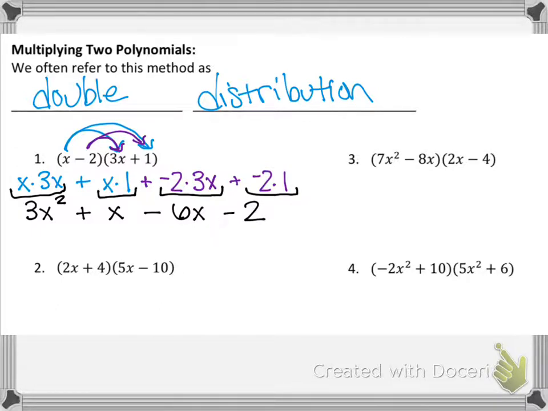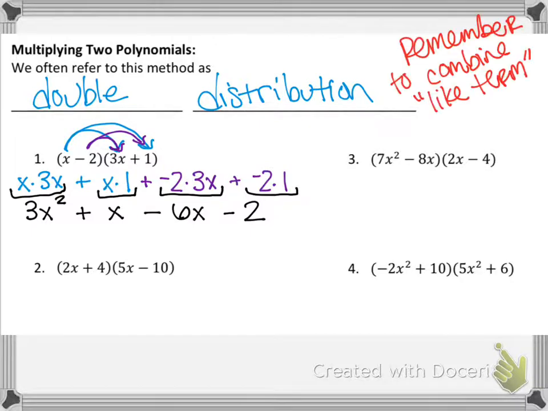My last step that I have to remember to do every single time is to remember to combine like terms. Like terms are my pieces, my terms that have the exact same variable with the same exponent. Notice we have an x and a negative 6x that I'll need to combine together in my final answer.